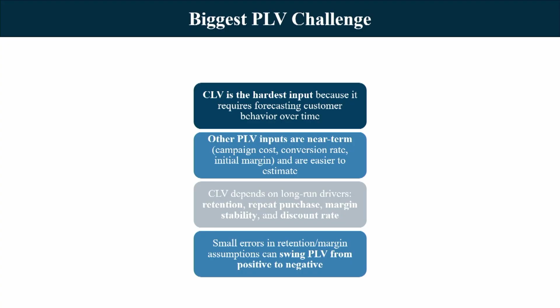So, CLV depends on long run drivers. We have already seen CLV is a function of your retention rate, and CLV is a function of your discount rate. Retention rate is dependent on human behavior, and discount rate, to a higher extent, is dependent on the market conditions, right. So, some of the drivers of CLV are retention, repeat purchase, margin stability and discount rate.